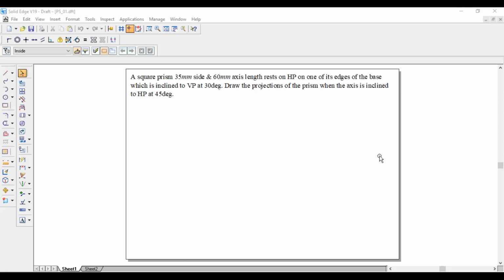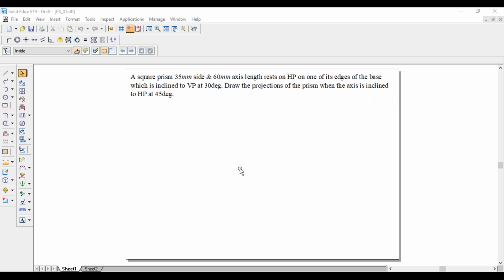Myself Raghavendra. Today we are going with a solid problem. A square prism of 35 mm side and 60 mm axis length rests on HP on one of its base edges, which is inclined to VP at 30 degrees. Draw the projections of the prism when the axis is inclined to HP at 45 degrees.